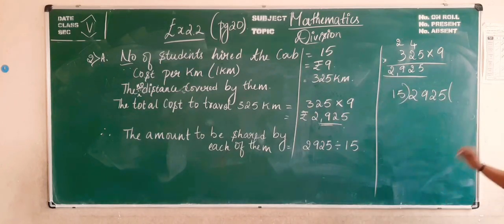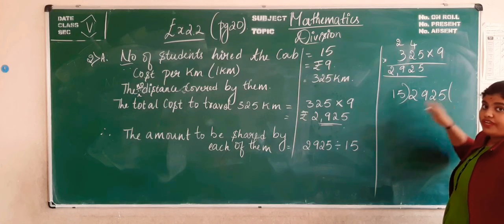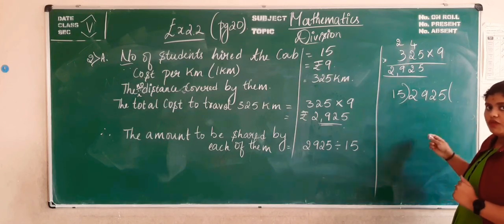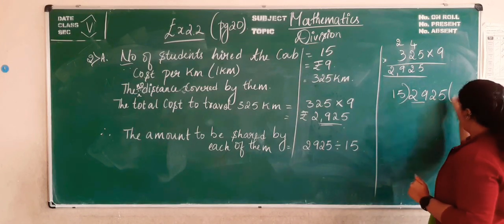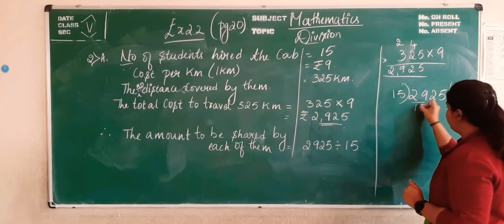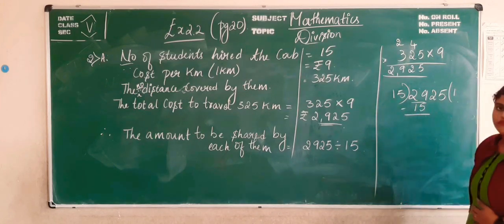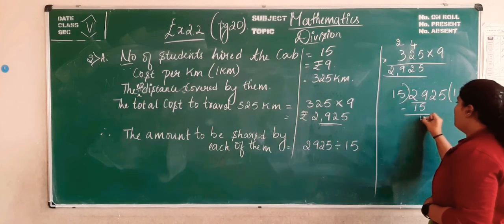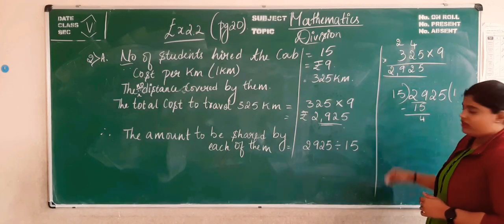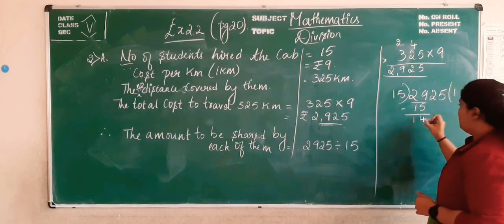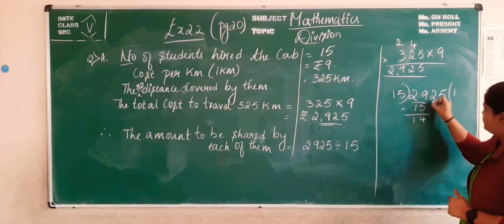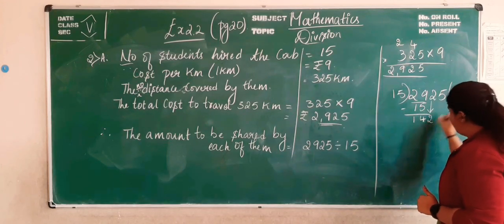Yes. So now 15, how much should I take? 15 ones are 15, 15 ones are 30. How much should I take? Right. 15 ones are 15. So what is 9 minus 5? 4. What is 2 minus 1? 1. So now what should I do? After subtraction, I have to bring one digit down.